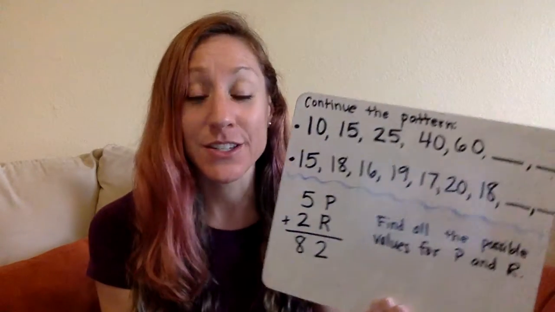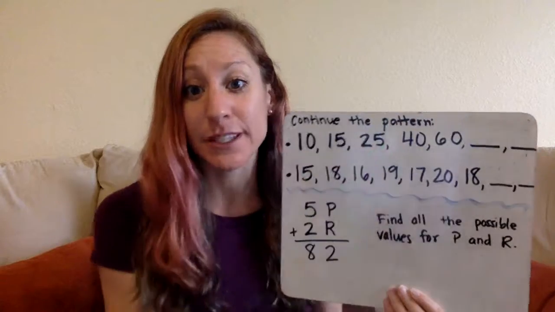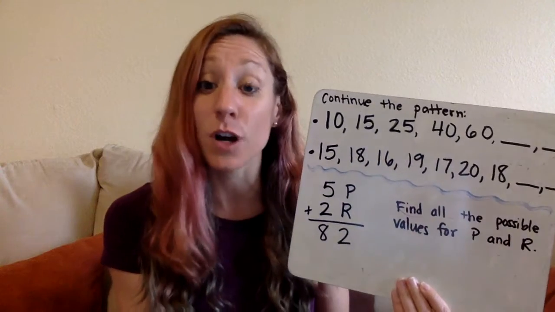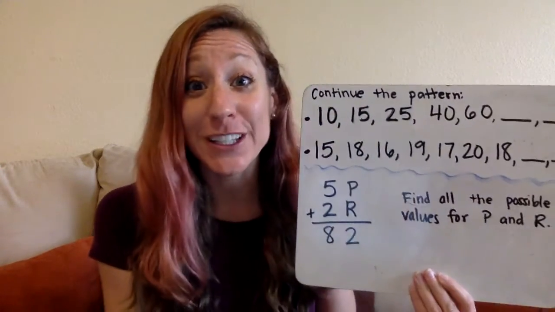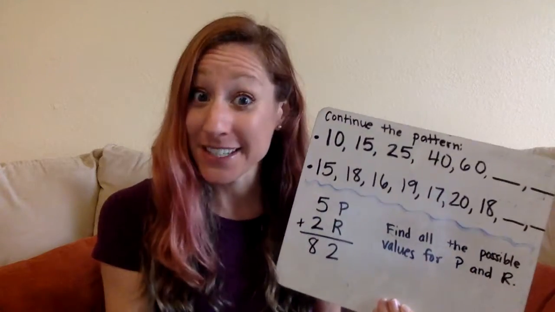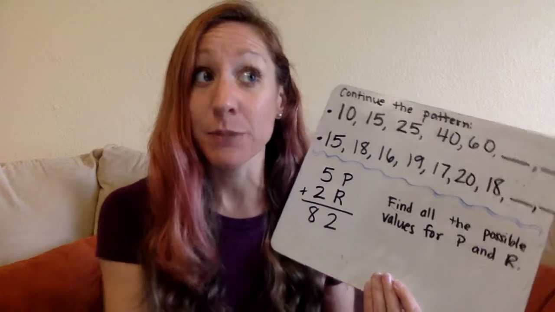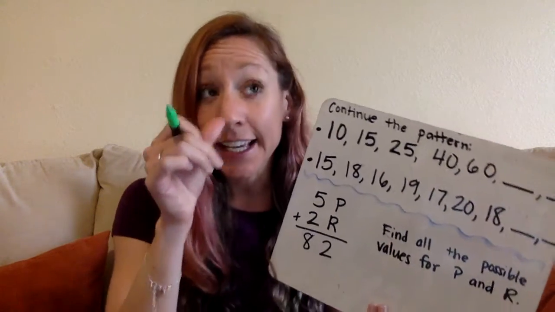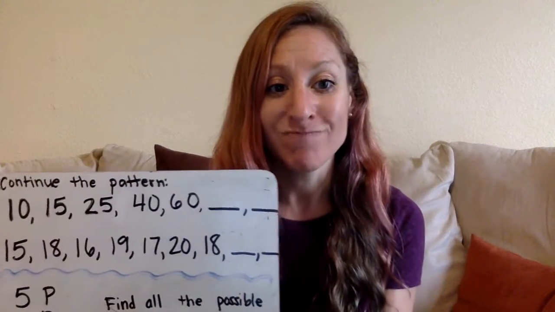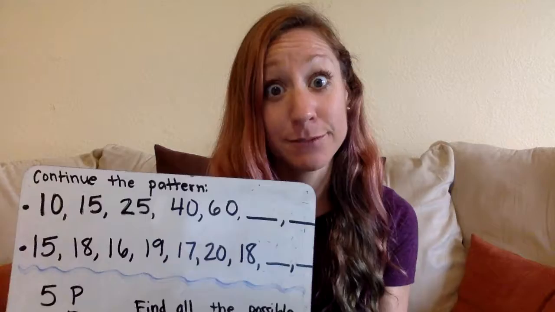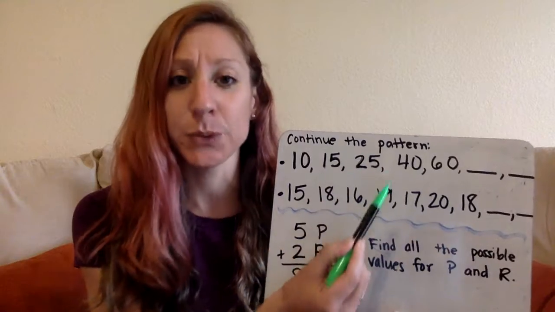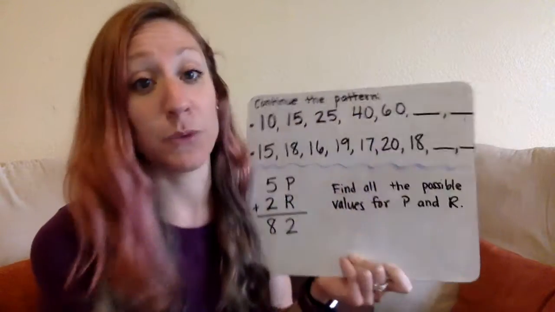So yesterday I presented to you the challenges of continuing the pattern and figuring out different solutions for P and R, all the possible values. Hopefully you already attempted these. I'm going to start with some clues. I don't want to jump right to the answers. As always, I want you to be able to explain how you got the answer and to talk about your reasoning, right? So the first one we have is 10, 15, 25, 40, 60, something, something. And maybe you found even more than two of what comes next in the pattern.